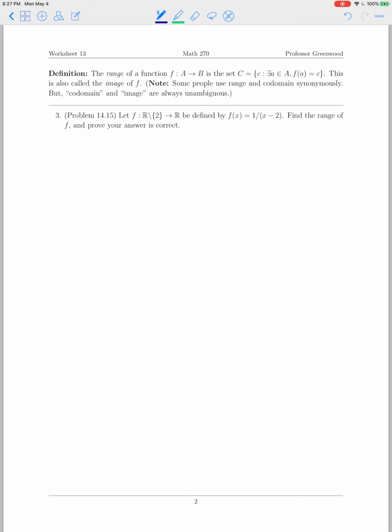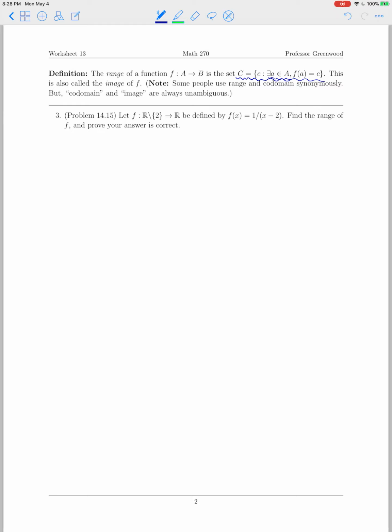We just talked about the range of a function a little bit in the previous problems, but now I want to make it a little more formal. We already said that the range of a function is just the set of all outputs of that function. We can write that a little more abstractly by saying it's the set of all c's such that there exists an a in the domain such that f of a is equal to c. And again, sometimes people call this the image.